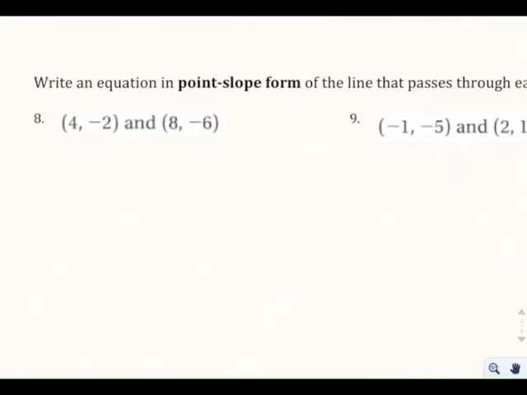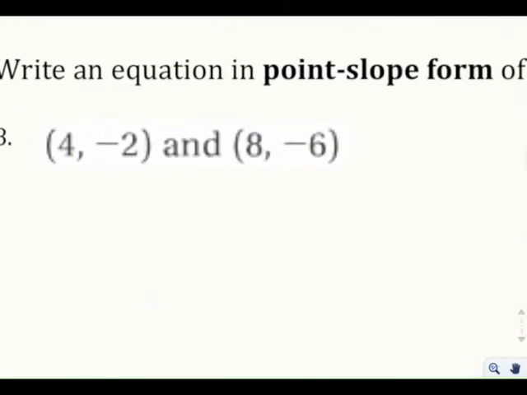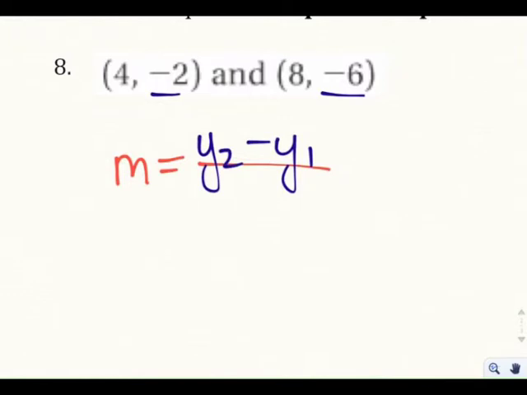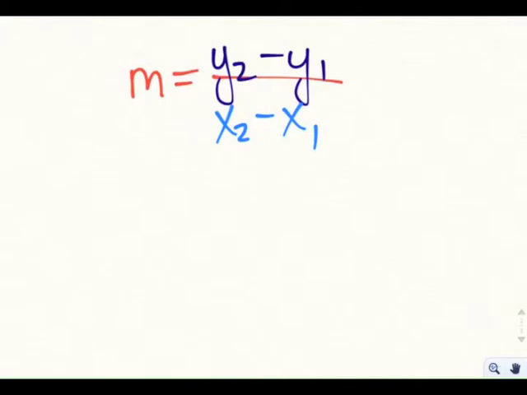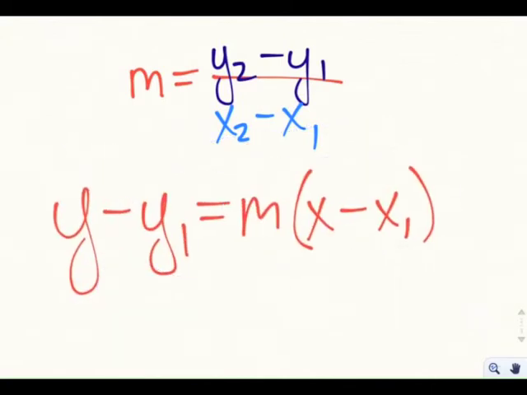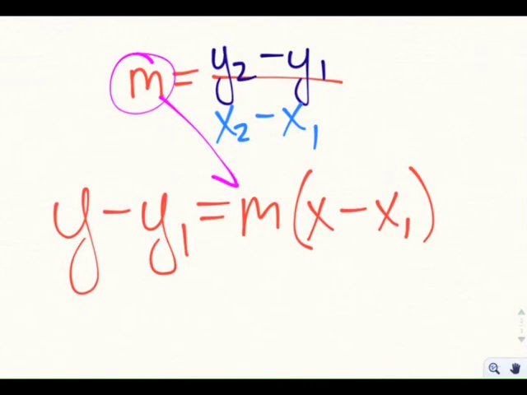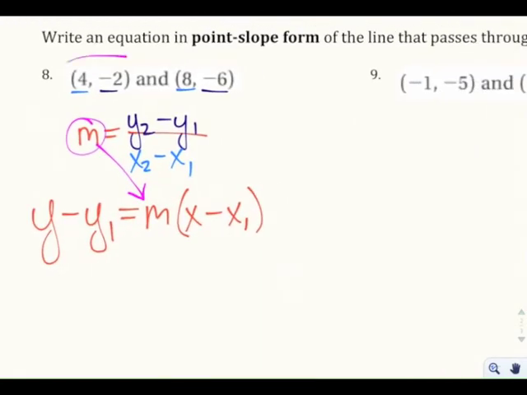Now for these problems, 8 and 9, you are not given the slope. You have to find the slope. Remember that you have to calculate the slope first using the y coordinates divided by the x coordinates. Once you have the slope, then you finish this the same exact way that you started the problems at the very beginning. You're going to take the number that you get for the slope and plug it in right here, and then plug in either point in for y1 and x1.